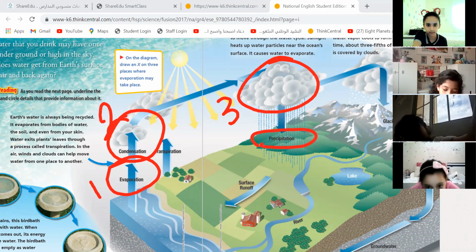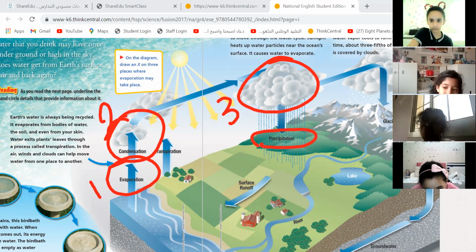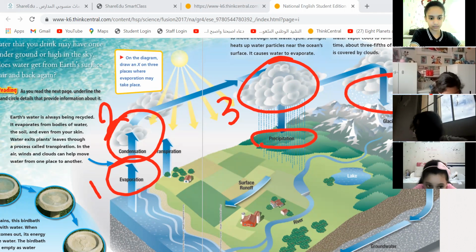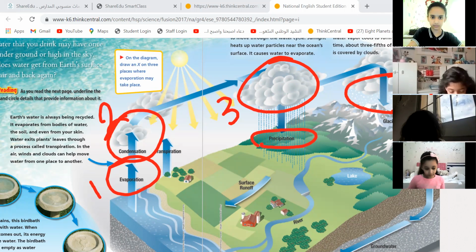Precipitation. Excellent, precipitation. Now, precipitation can be only water falling down as rain or something else. Also, it can be? It can be snow or hail. Excellent. It can be hail or snow.